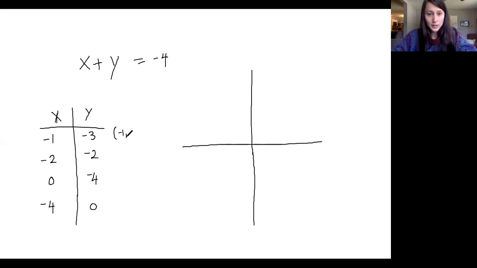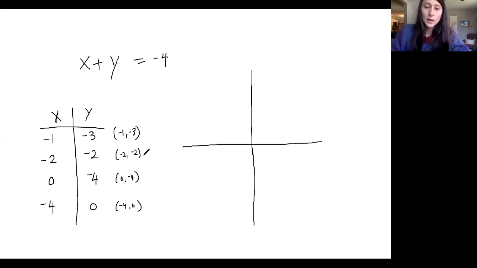So now, turning it into a graph, what's nice is I have come up with a set of ordered pairs right here from my table. I'm going to turn these ordered pairs into points on my graph and see what happens with it, okay? So now these are my ordered pairs. I've got negative 1, negative 3. 1, 2, 3. That's right here. And then I've got negative 2, negative 2. That's right here.